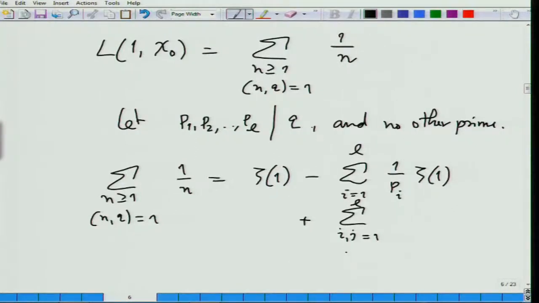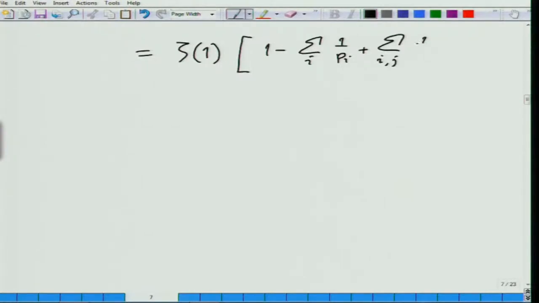And i not equal to j, right? Again zeta 1 minus, so this is like exclusion, inclusion, exclusion that goes on here. So basically zeta 1 is always there, that is ever present, times 1 minus summation over i of 1 over p_i plus summation over i, j of 1 over p_i p_j, i not equal to j, minus and so on.